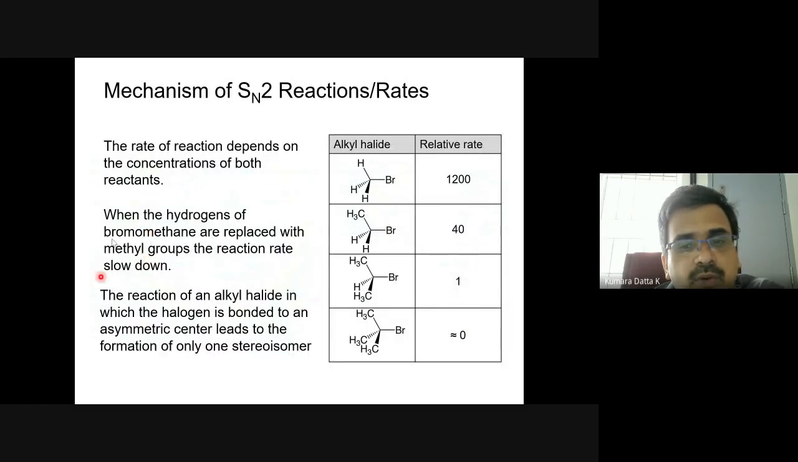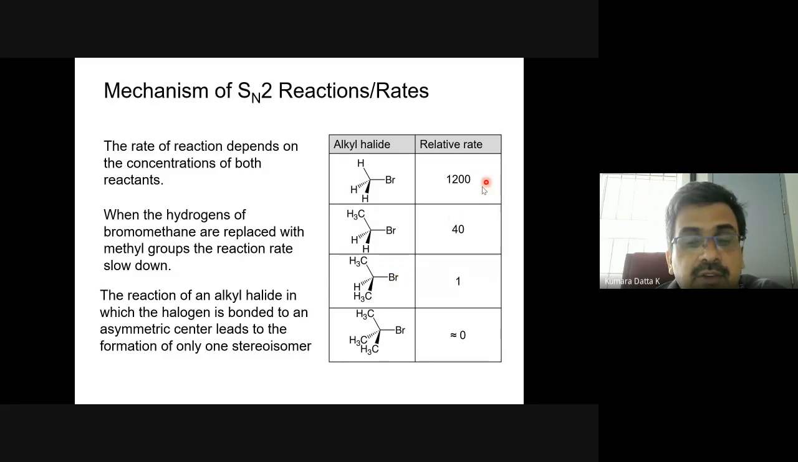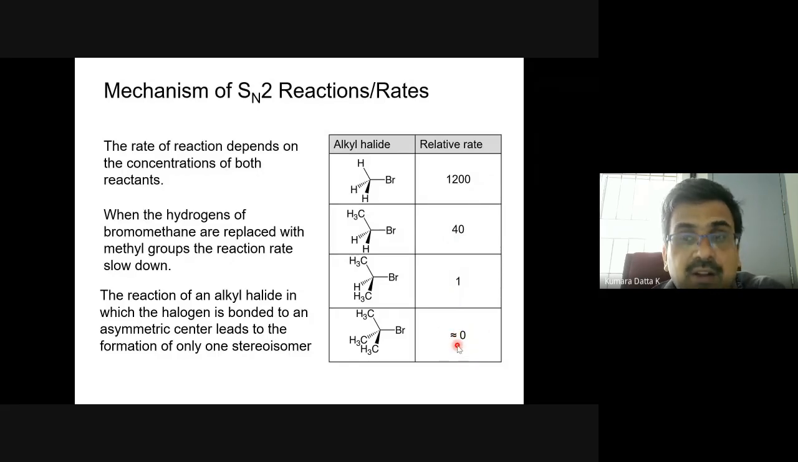Now you all know that it is exactly opposite of SN1. Wherever we have seen the highest rates for SN1, here it will be the least or negligible reaction. Where we have seen the lowest rates for SN1, now it becomes the highest rate.